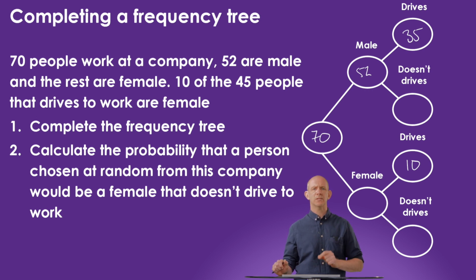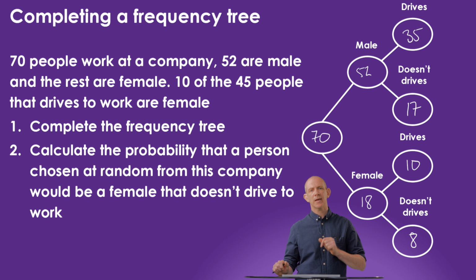Now, let's go back to this second column. If 52 out of the 70 were male, 70 subtract 52 will give us 18 females. Of these 18 females, if 10 of them drive, then we can state that 8 don't drive, and fill that in here. Of the 52 males, if 35 drive, then 17 must not drive, and we can add that here.